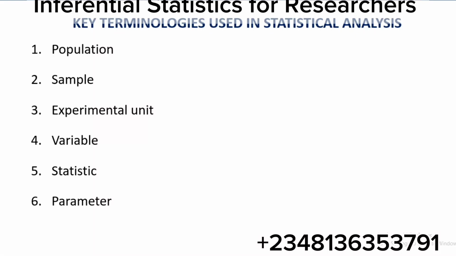In this lecture, I want to discuss key terminologies used in statistical analysis. 1. Population. 2. Sample. 3. Experimental unit. 4. Variable. 5. Statistic. 6. Parameter.